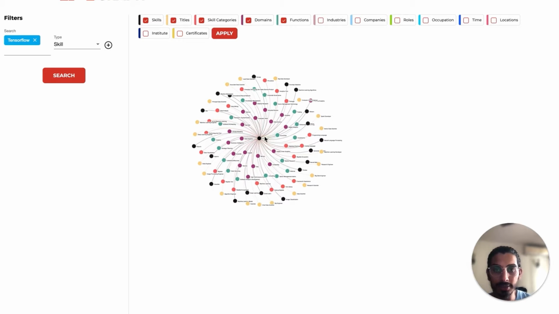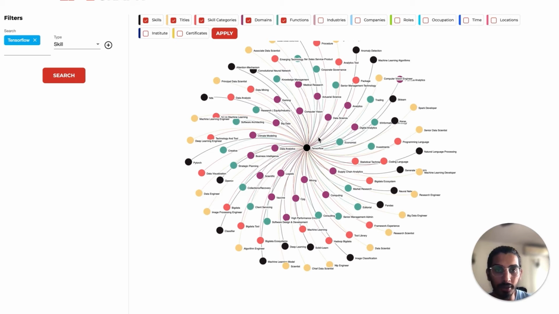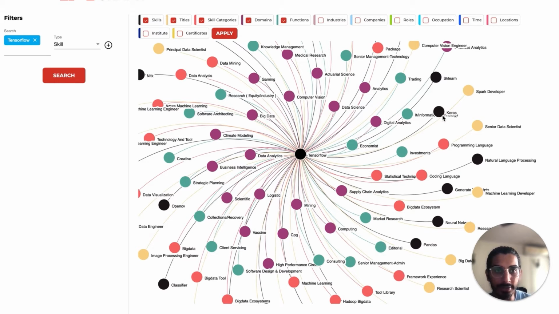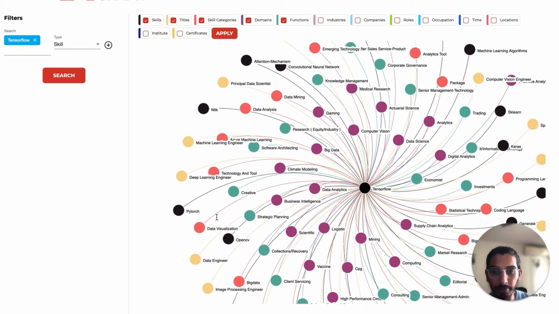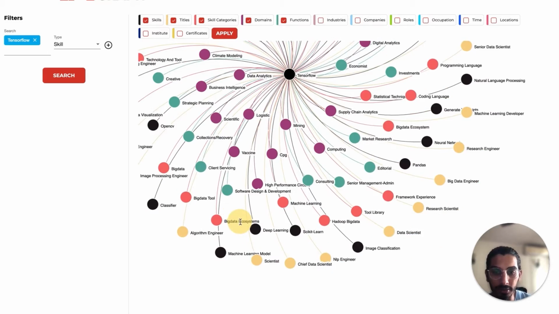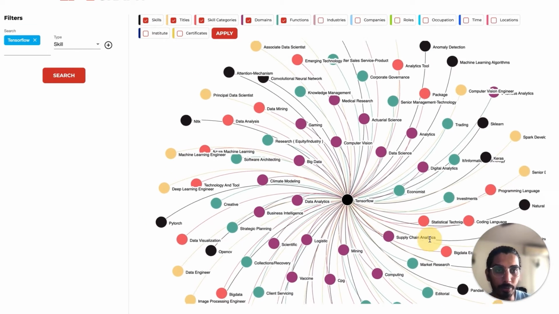So let me zoom and let's understand what all the connected skills are. You do see the connected skills are Keras, natural language processing, neural networks, pandas, attention mechanism, anomaly detection, machine learning algorithms, PyTorch, OpenCV, scikit-learn, image classification as some related skills with respect to TensorFlow.